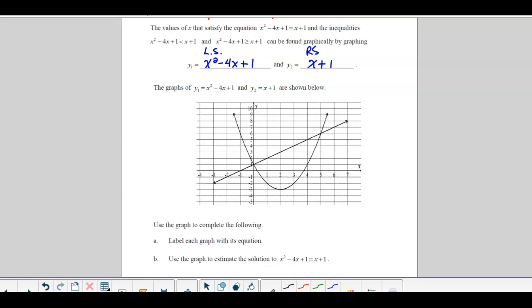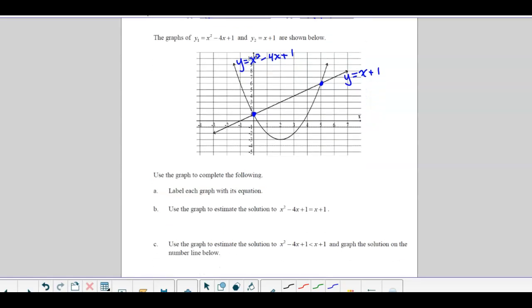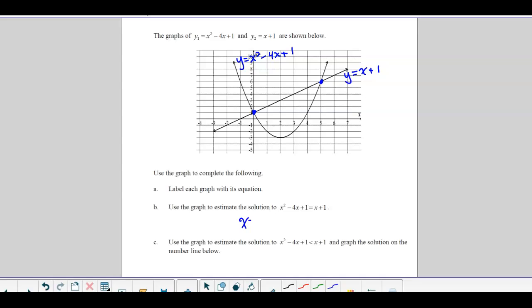Okay, so now label, hopefully you can do that, the linear needs to be the right side, so this is y equals x plus 1. This is y equals x squared minus 4x plus 1. So use that to estimate the solution, so equal to. That's your point of intersection. Here there's 2, and you want to look at the x values. So x at that point is 0, at that point is 5.